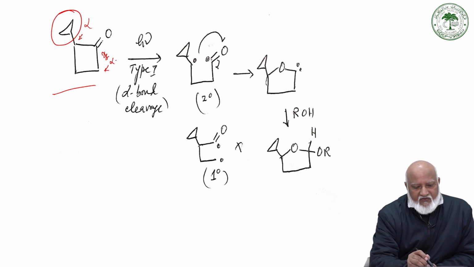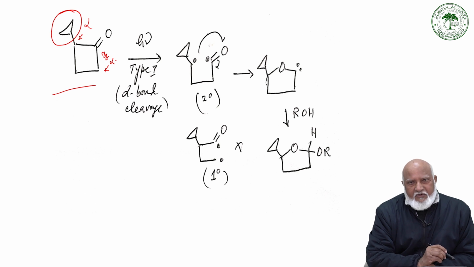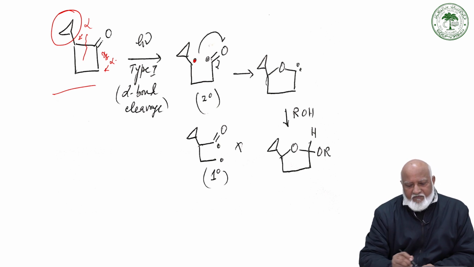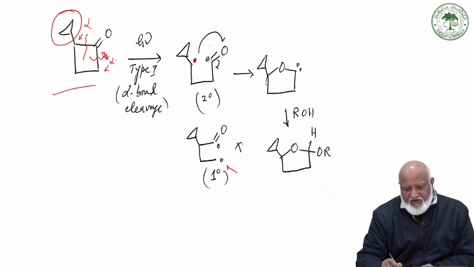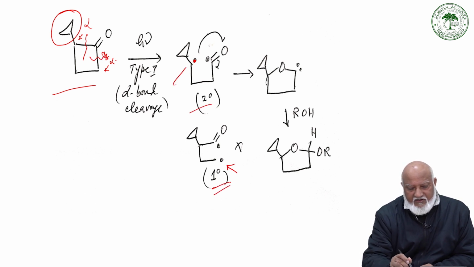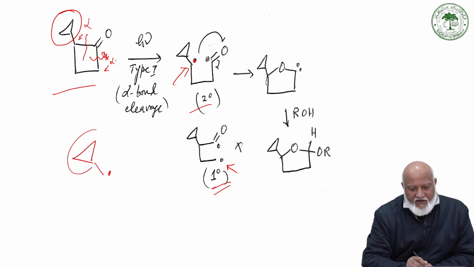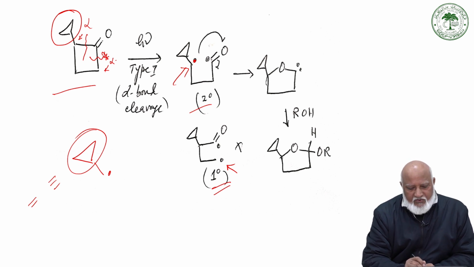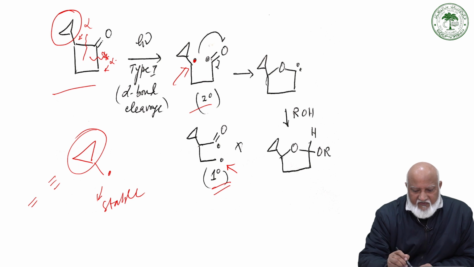And of course we have seen that when the alpha carbon is substituted, there is going to be preferential cleavage. We'll see one by one. Cleaving this bond, we are going to generate a radical here. Cleaving this bond, we are going to generate a radical here. This is a primary radical, this is a secondary radical. Here the radical adjacent to the cyclopropane ring is going to be stabilized. Cyclopropane is considered equivalent to a double bond. Hence a radical adjacent to a cyclopropane ring is stable, and hence this is going to be the preferential cleavage that is formed.